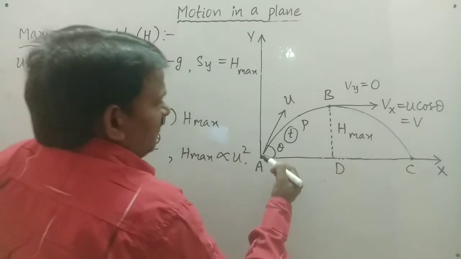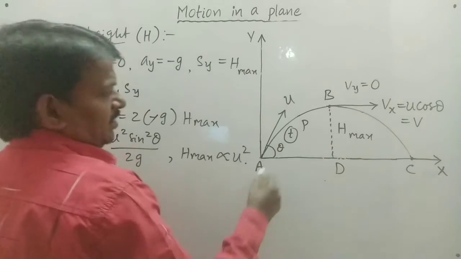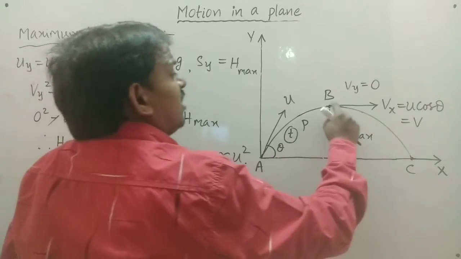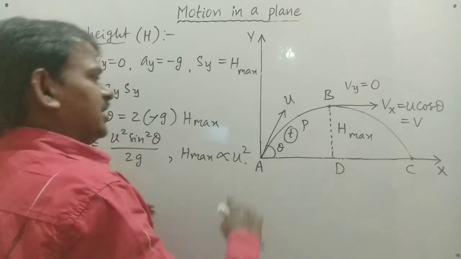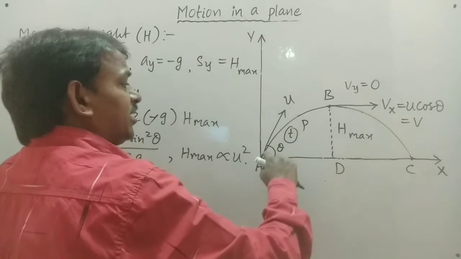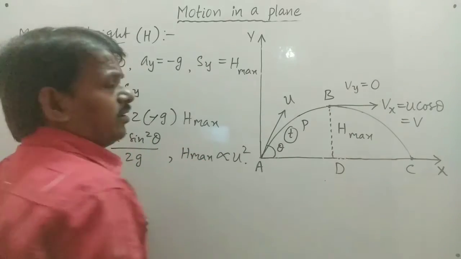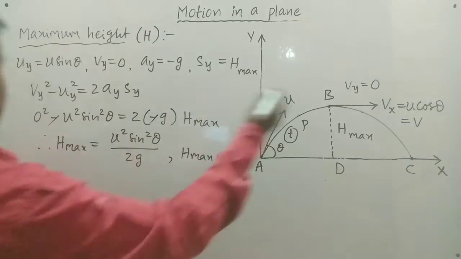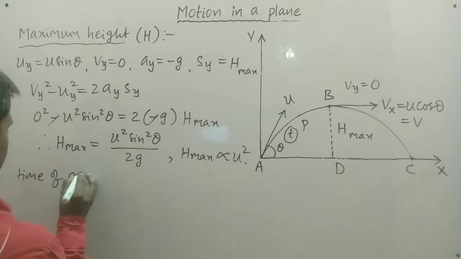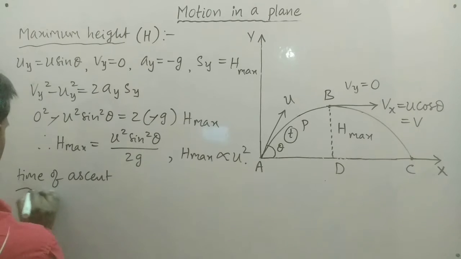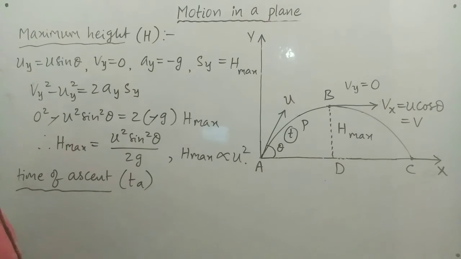Here, for this part of the journey, how much time does it take for the projectile? That is called the time of ascent. What is time of ascent? The time taken by the body to reach the highest point or maximum height from the ground is called time of ascent. Let us find the time of ascent, TA.